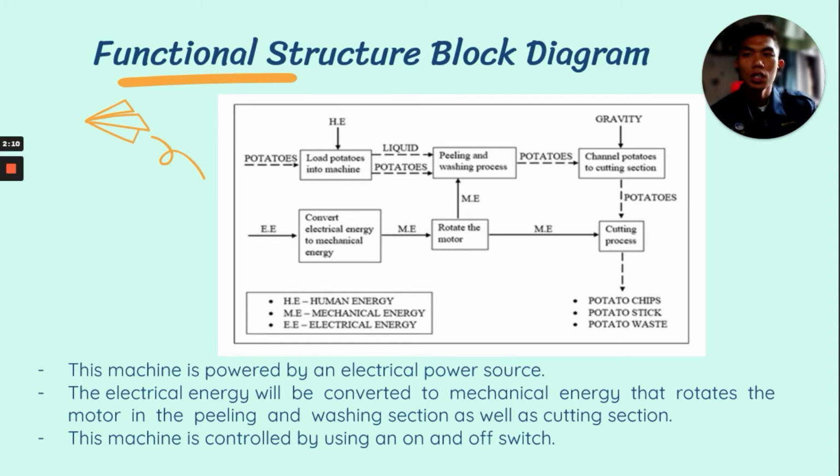This is our functional structure block diagram. As you can see in this diagram, this machine is powered by an electrical power source. Then the electrical energy will be converted to mechanical energy that rotates the motor in the peeling and washing section as well as the cutting section. And this machine is controlled by using an on and off switch.